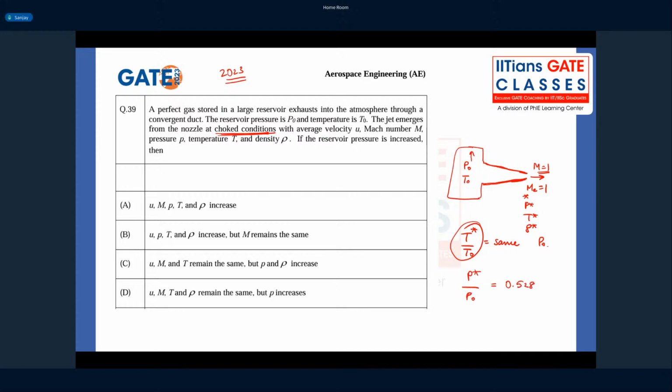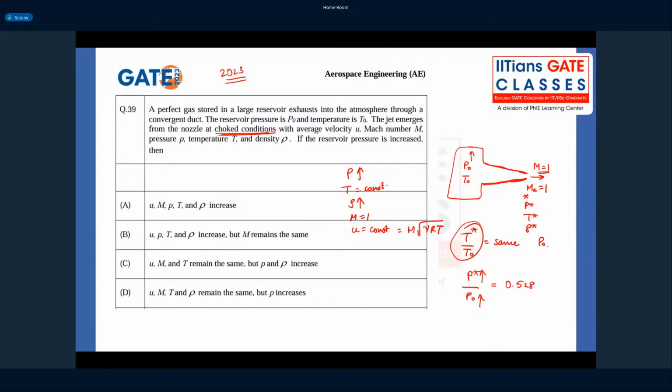If this has to remain the same, and if I'm increasing my P naught, my P star has to increase, which means the exit pressure has to increase. The exit temperature is constant. So, according to the ideal gas law, exit density has to increase, right? And because the exit Mach number is 1, and temperature is constant, the exit velocity is going to be constant, which is given by Mach number into root gamma RT, right?